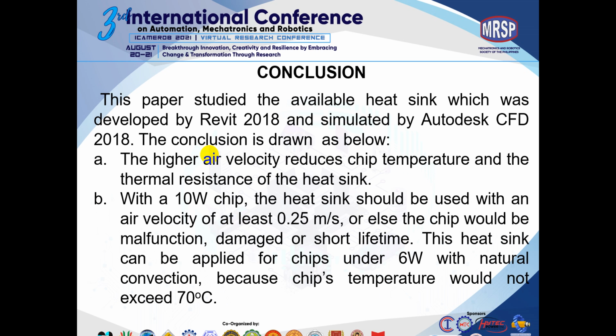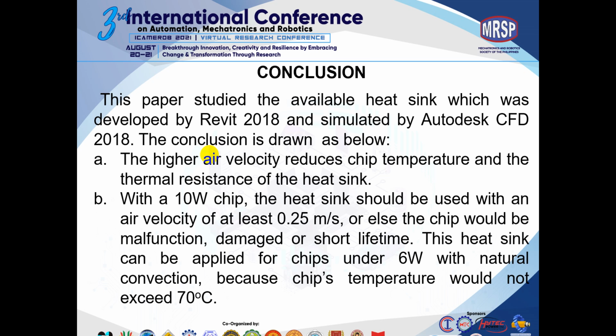Conclusions. In this paper, we study a variable heatsink, which was developed in Inventor 2018, and we simulate it in Autodesk CFD. Some conclusions are drawn as below. The higher velocity will reduce the chip temperature and the thermal resistance of the heatsink. With a 10 watt chip, the heatsink must be used with a velocity of at least 0.25 meters per second, or else the chip could malfunction, be damaged, or lose lifetime.